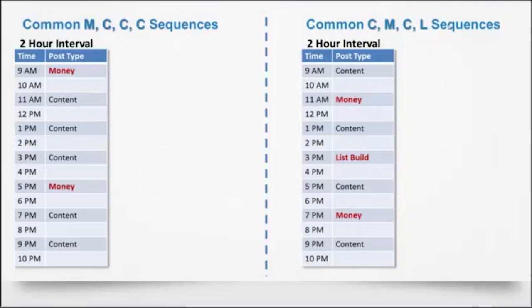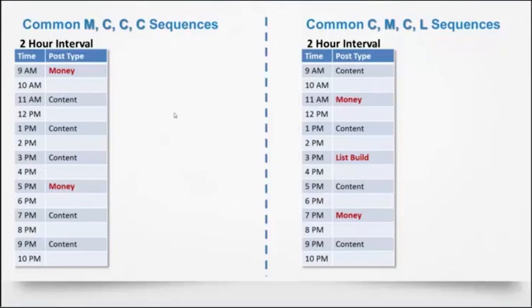Okay, make sure you guys are with me here. I'm building up to something. I want you guys to understand, because if you don't understand these basic 2-hour intervals, you're not going to get the other stuff. So can you guys see how this CMCL sequence is better than the MCCC sequence on the 2-hour interval? Okay, good.